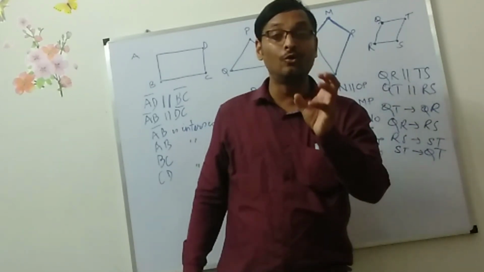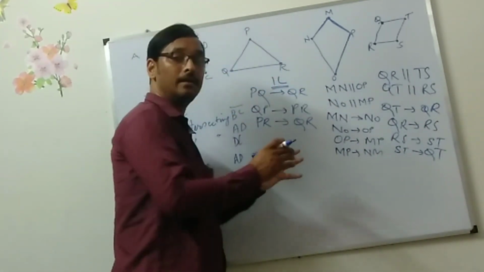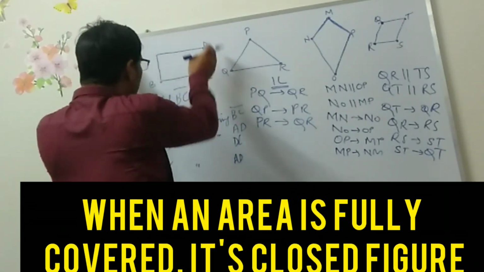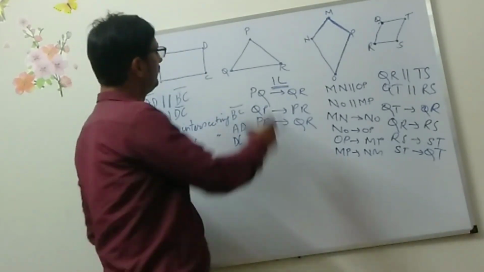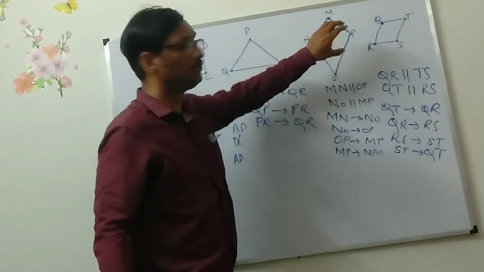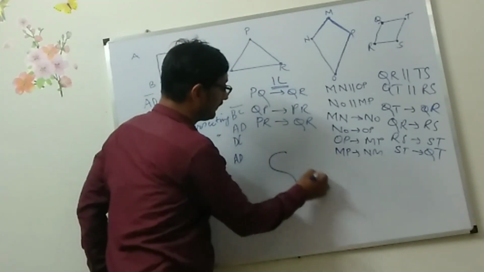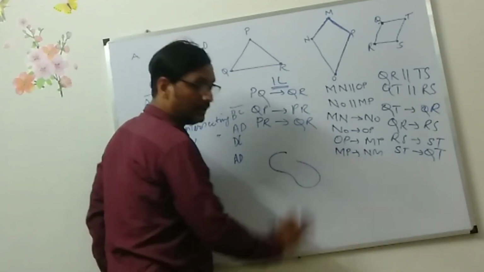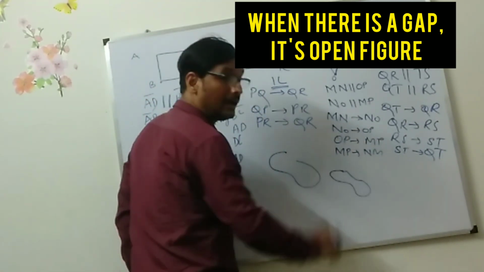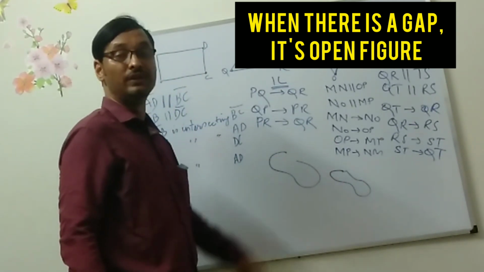Now, what is a closed figure? What is an open figure? If an area is fully covered, in this case nothing is open. This area is fully covered, so this is a closed figure. This is also a closed figure. In this case also, everything is covered. This area is totally covered, so this is a closed figure. This one also is a closed figure. If I look at this, see, there is a gap in between. If I make it like this, there is no gap. So this is a closed figure and this is an open figure.